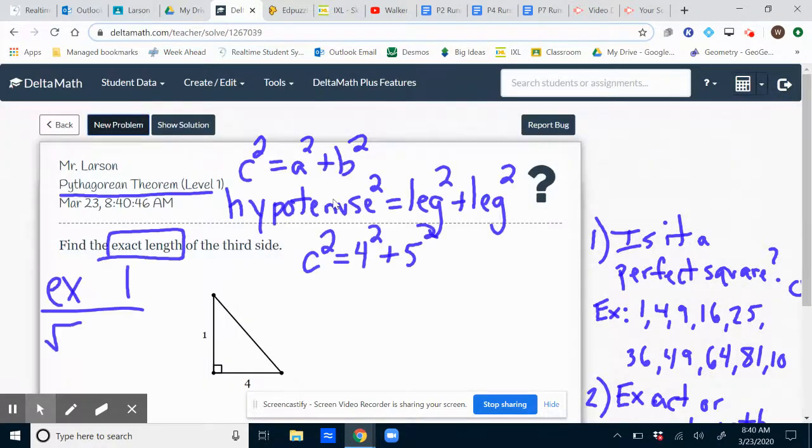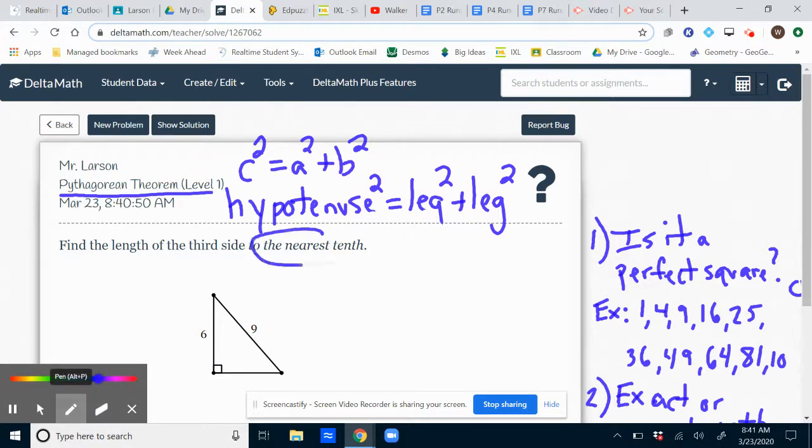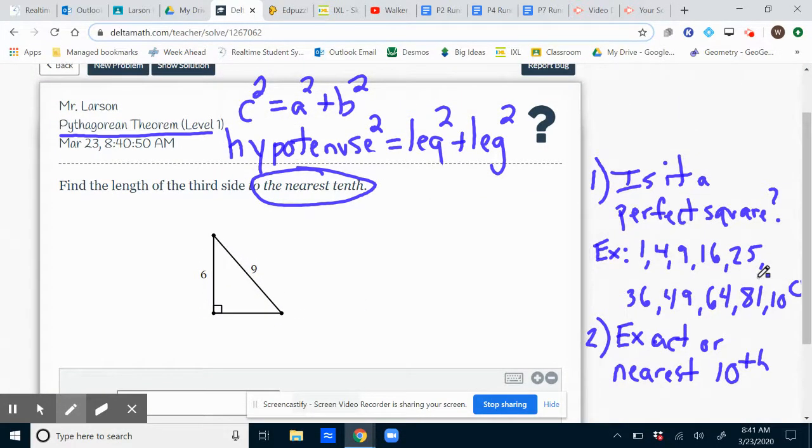Now let's move on to another one that doesn't say exact length. This one's a nearest tenth one. If it says to the nearest tenth, you're actually going to be putting it in your calculator and getting a decimal value. Now, this is a good problem as well because it's a little different. It makes you solve for a length. It gives you the hypotenuse. As you can see, 9 is the hypotenuse.